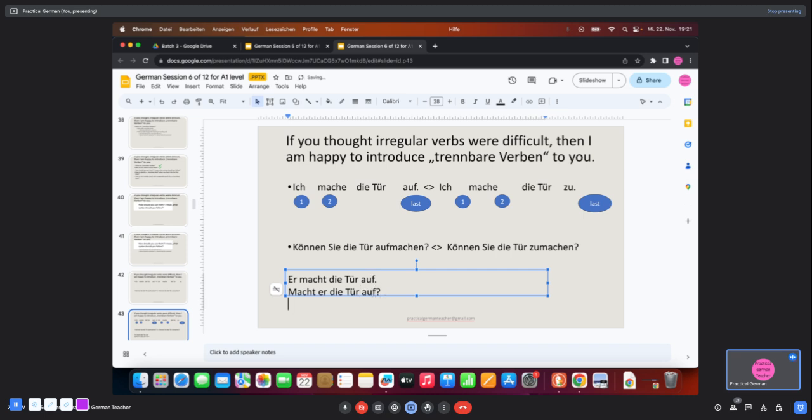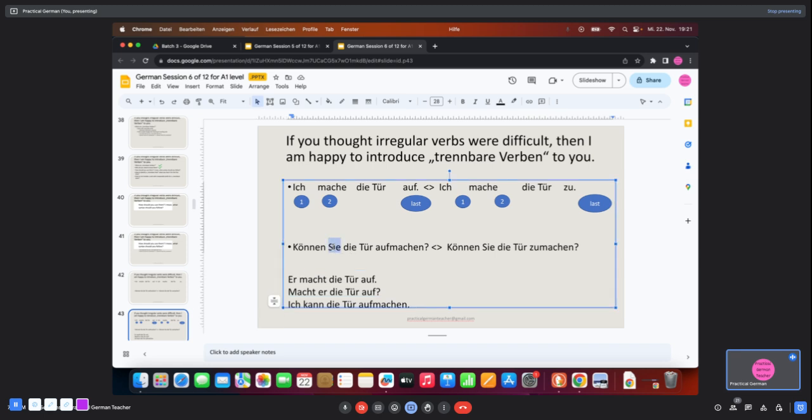And if I want to say, I can open the door, how will I say it? Ich kann die Tür aufmachen. Correct. So you only conjugate the modal verb, the other one you keep as it is. And "können Sie die Tür aufmachen" is just a yes or no kind of question. And here I'm being polite with you, singular or plural. If there are any questions, guys, please ask.